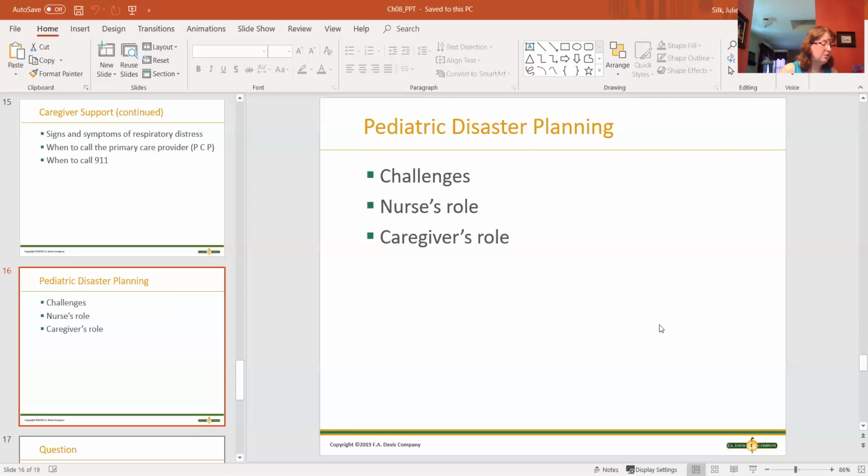Caregivers should have a disaster plan that includes the children. For example, children should have a place to meet and phone numbers or specific family members to contact if there is an emergency.